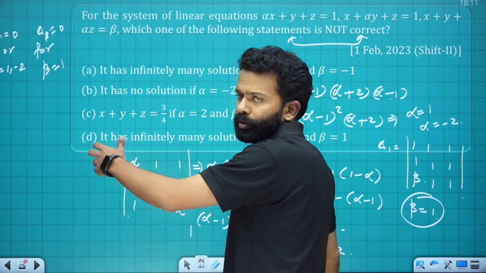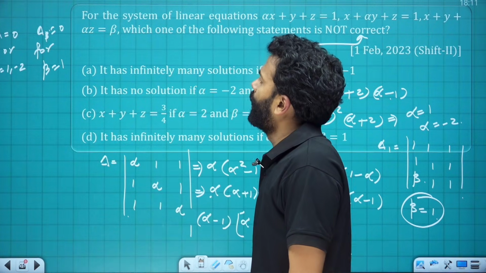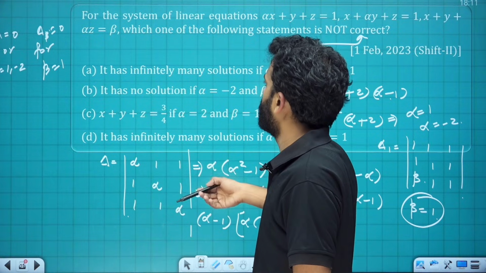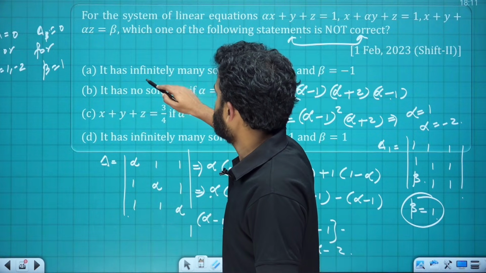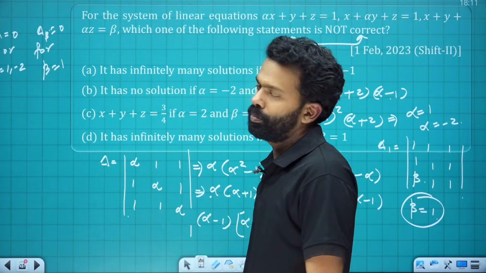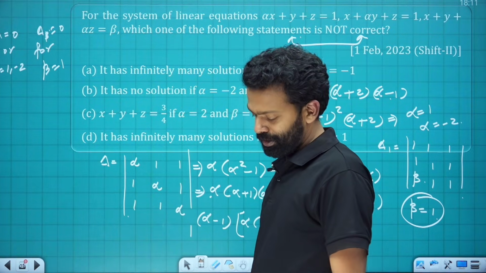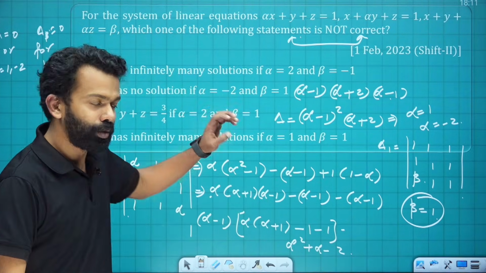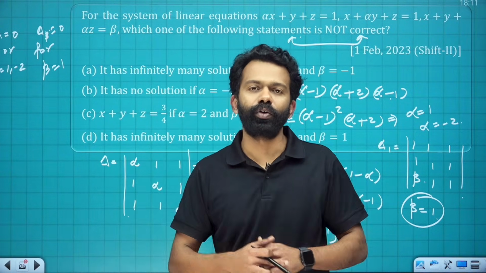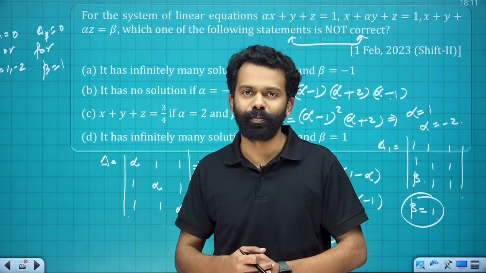Okay, these are our conclusions by solving this, and then we need to go through the options. The first option is: it has infinitely many solutions if alpha is equal to 2 and beta is equal to minus 1. Fortunately, the first option itself is incorrect. Why is the first option incorrect? Could you tell me why?